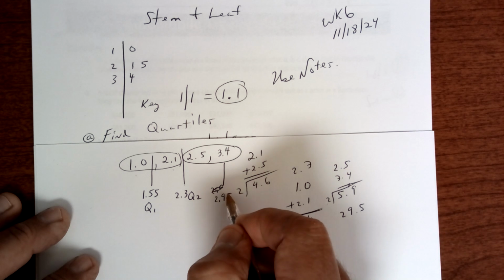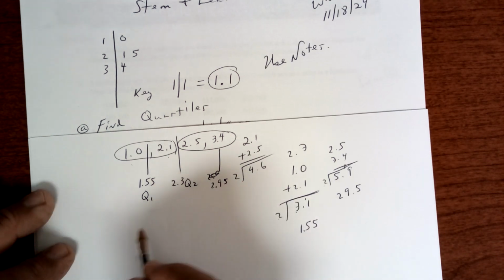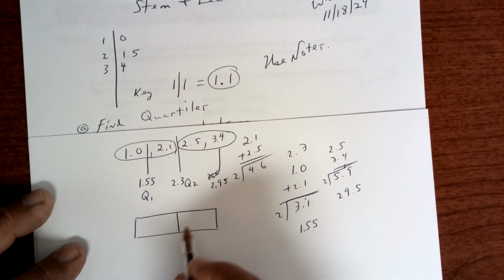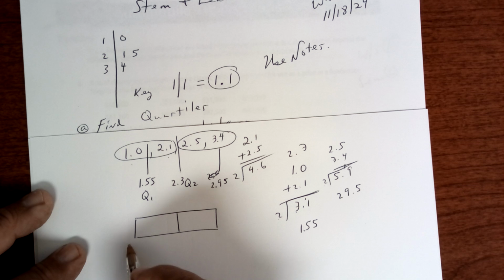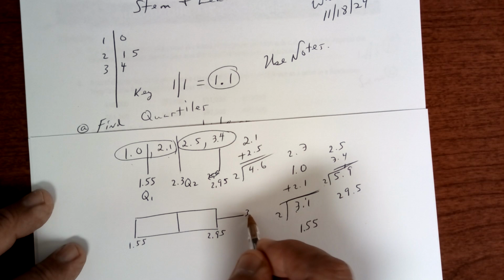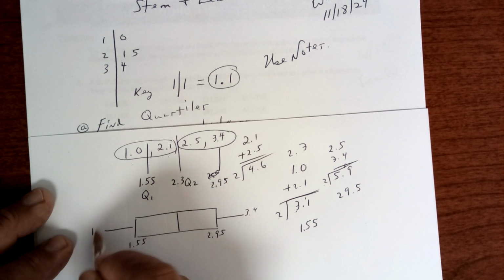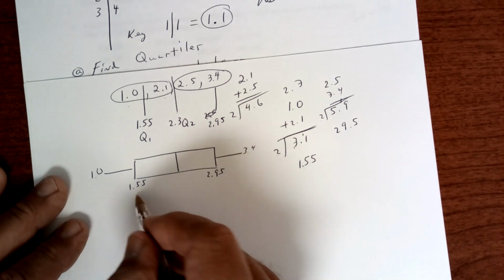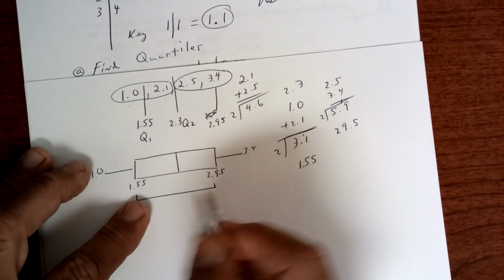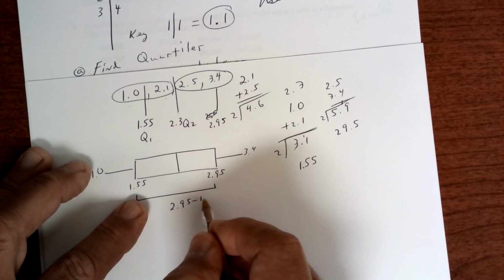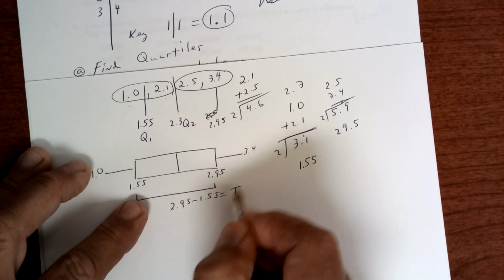All right, so now we have the box, which looks like this. So we have 1.55, 2.95, and then the whiskers 3.4 and 1.0, and that's the box and whiskers. Now this is the interquartile range. So you take 2.95 minus 1.55, that gives you the interquartile range.